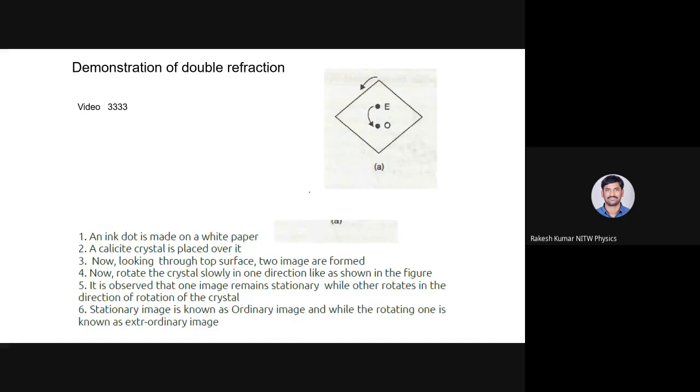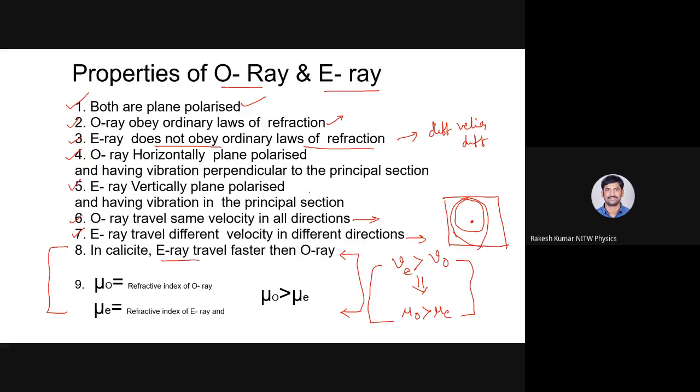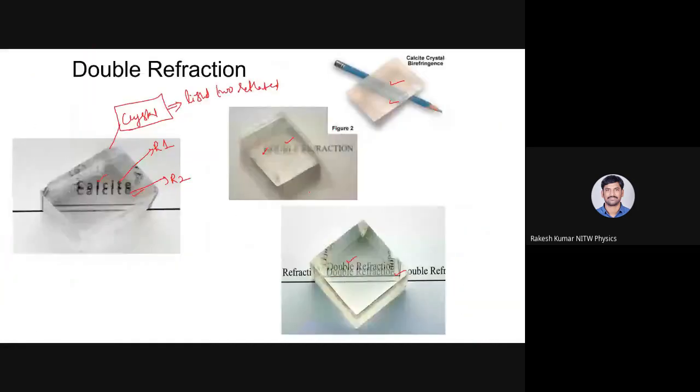Suppose I want to confirm whether my ordinary or extraordinary ray is plane polarized or not. How do you confirm that? By analyzer. Yeah, so what you do is you put one analyzer above this figure. If you remember this diagram, suppose I keep one analyzer over this, what happens?